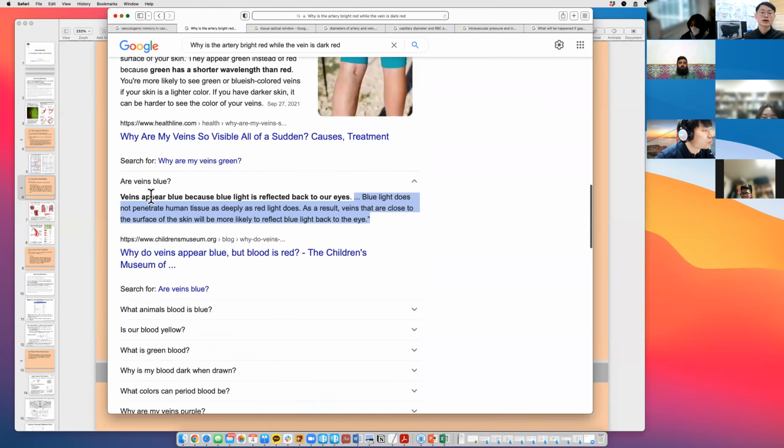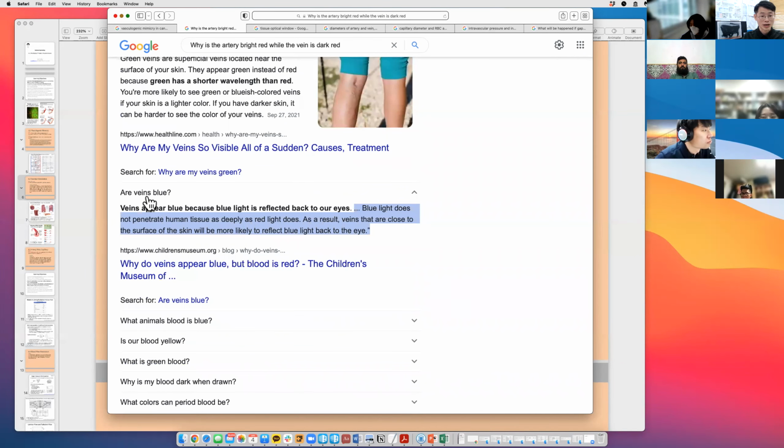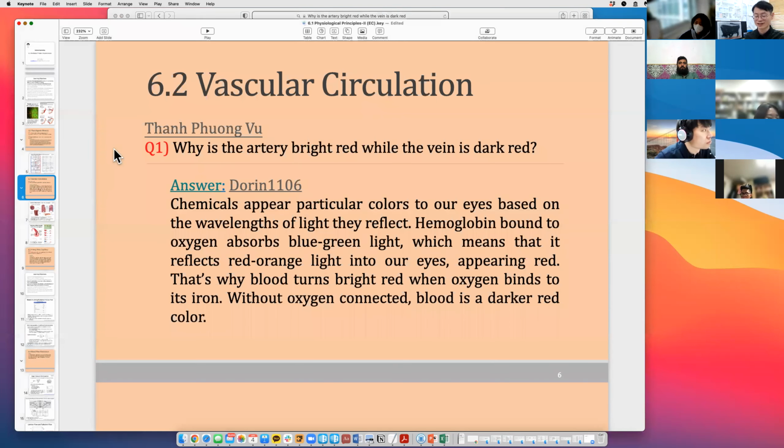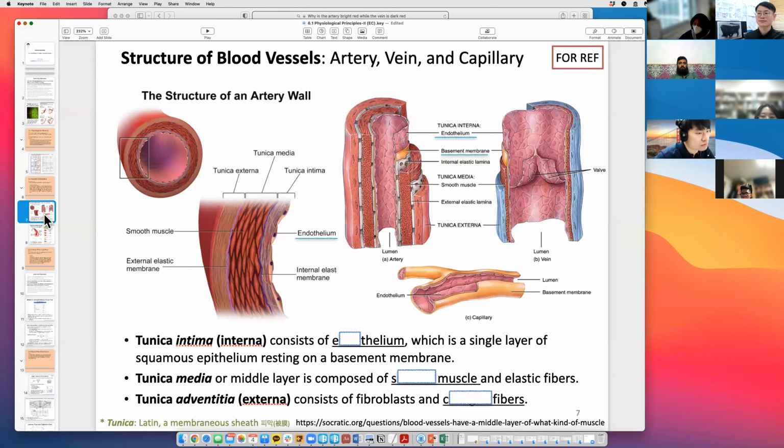So hopefully I expect you to actually answer a little deeper into this, okay? This may come to your exam as well, actually. All right, so let's move on. The structure of vessels, because you all know here, so let's move on.